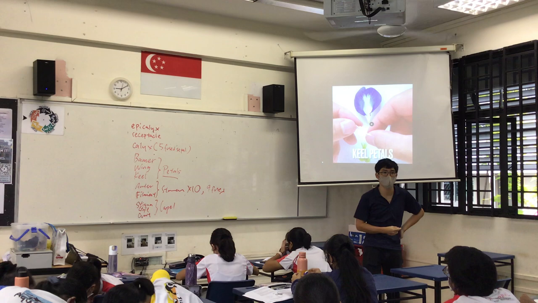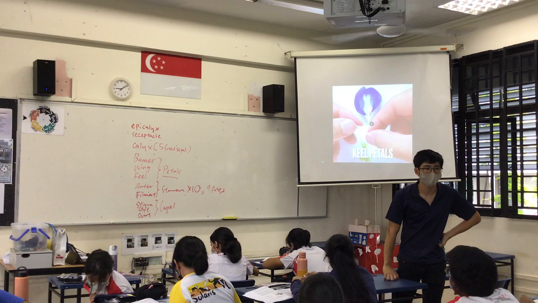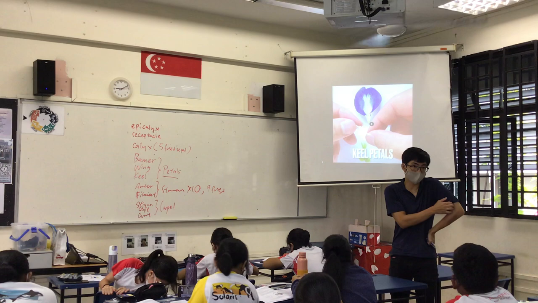Is the number of petals, sepals, anthers the same across two species? Like, every rose will have the same number? If you are the same species of flower or plant, you would have the same number.